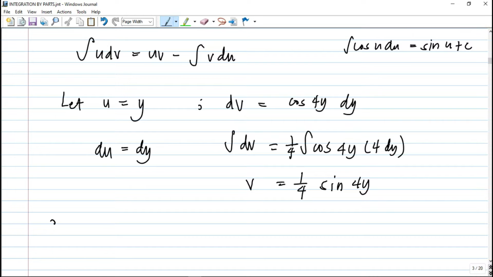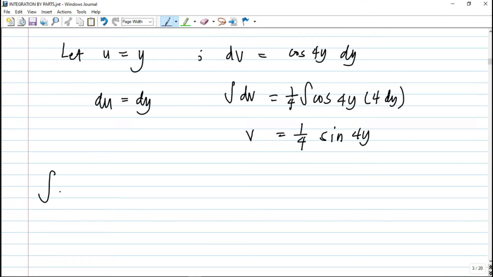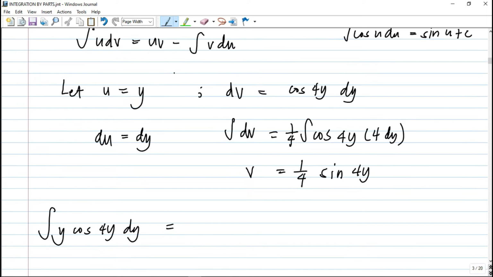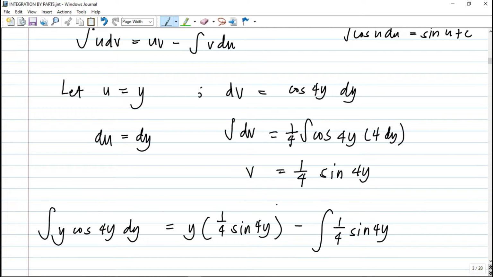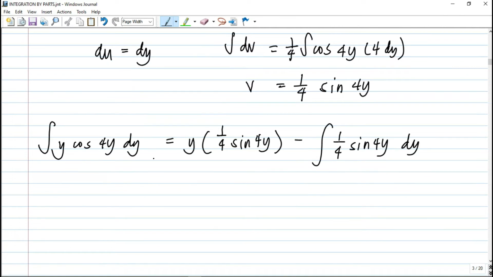So, integral of u dv. Our u is y, dv is cosine 4y dy. So that equals uv minus integral of v du. u is y, v is 1/4 sine 4y, minus integral of v du, where v is 1/4 sine 4y and du is dy. So that is our substitution.